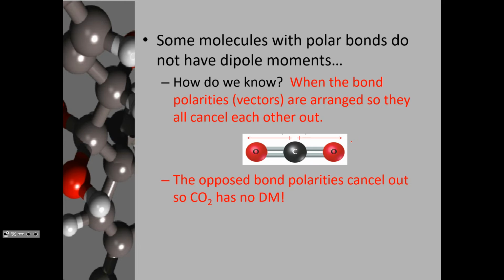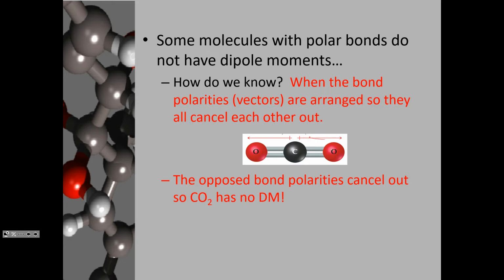Some molecules that have polar bonds do not have dipole moments. Again, how do we know? Well, that's when the bond polarities, or the vectors, are arranged so they do exactly cancel each other out, as with the example I used earlier, the carbon dioxide.